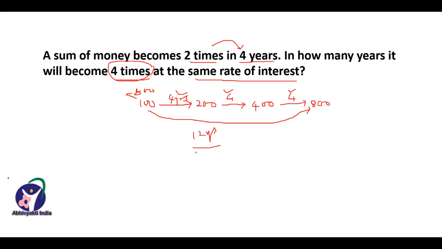So friends, in 12 years the given principal will become 8 times. Sorry, the question should say 8 times. Sorry for the typographical mistake.